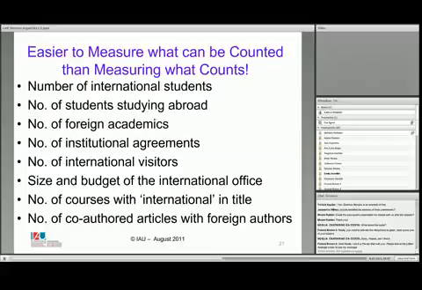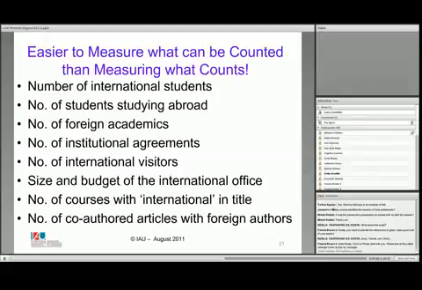I'm not saying these things are not important. They can be counted, and they are a sign of a certain level of internationalization, but they're not the only thing. We all know that the number of international students on campus can have fairly little impact on how international a classroom environment is.